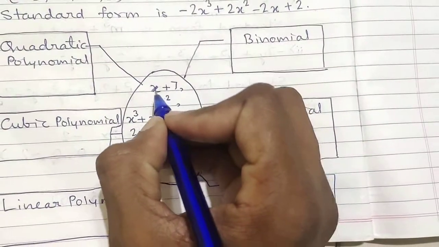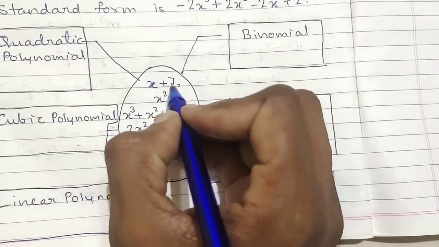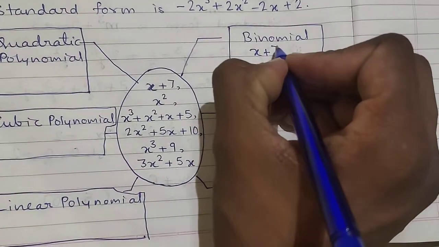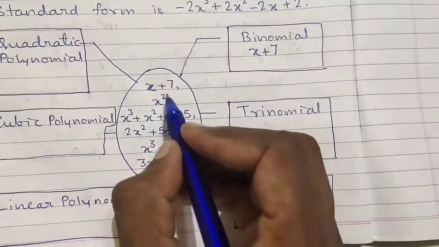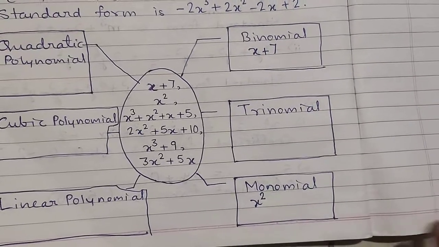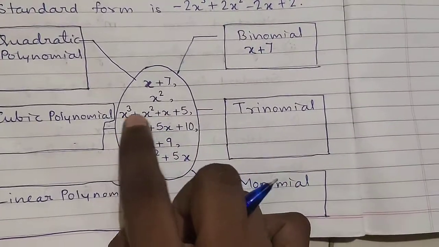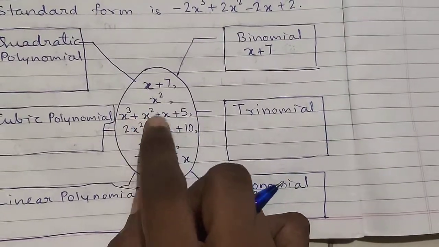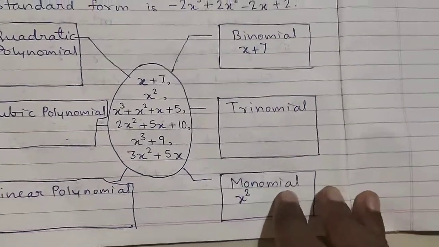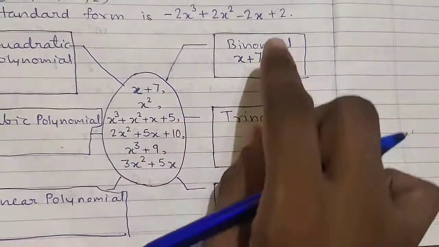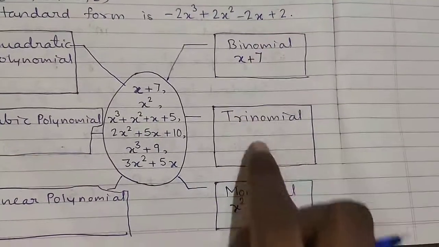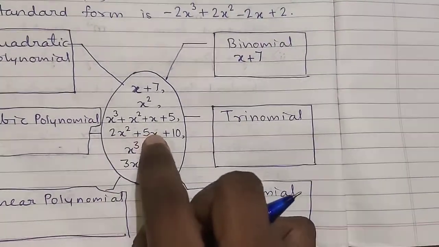See, first one is x plus 7. So how many terms are there? 1 and 2. 2 means your binomial. So you are going to write this in binomial. Now, second one is x square, and only one term is there. So one term means what? Your monomial. Okay. Now next one is x cube, x square, x, 5. So total there are 4 terms, 1 2 3 4. So you cannot write in any of the space, because here binomial, trinomial and monomial is given to you, so it is not applicable in any of the boxes.